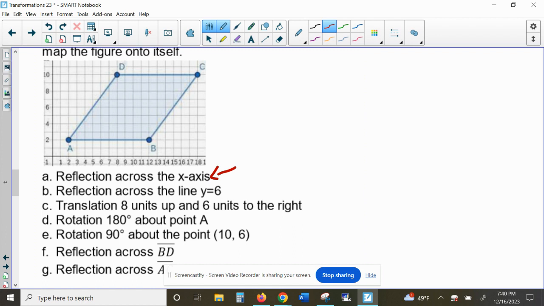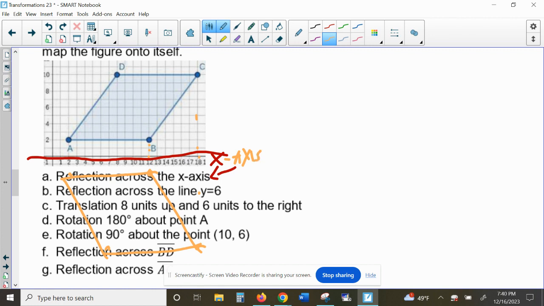So the x-axis is going across here, so that means this axis right here. If I was to reflect this over it, it would be down here. So this point would come down here, this would be here, and this would be here, and I would end up down here, right? That is a reflection across the x-axis.